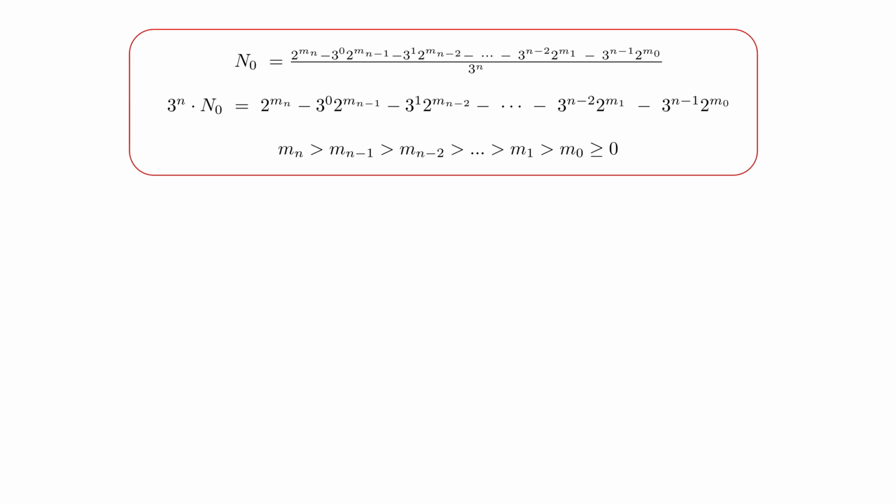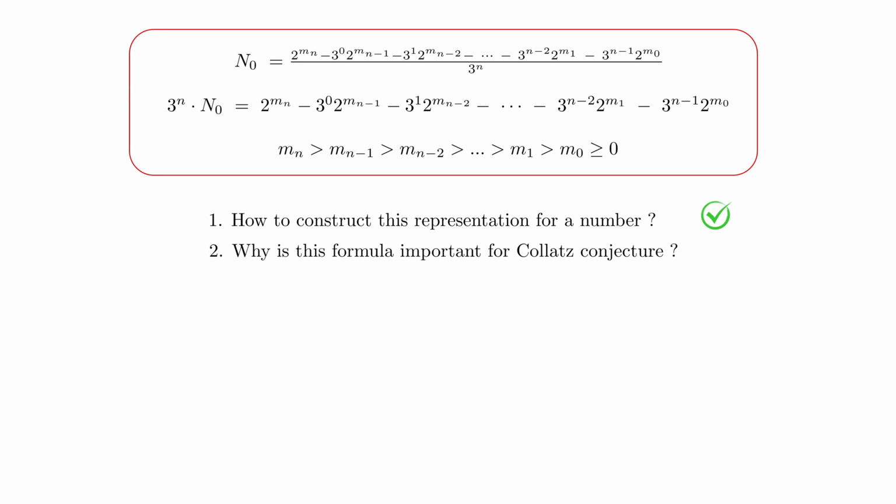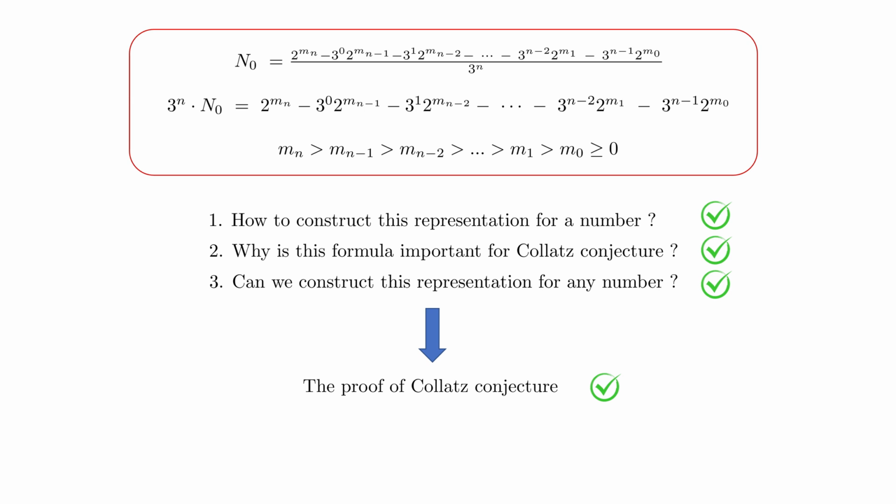We started this presentation from this special formula which presents the required representation of the number, and we learned how to construct this representation for a number. We learned also why this formula is important for the Collatz conjecture, and finally we showed that we can construct this representation for any number. Summarizing all these 3 points, we can conclude that the Collatz conjecture is true. Moreover, we can also predict how fast a number can reach 1, how many iterations we need for a number to reach 1.